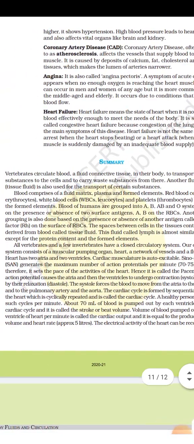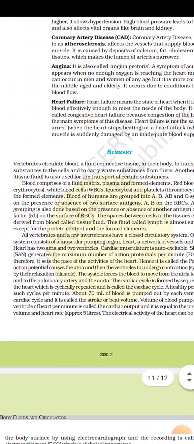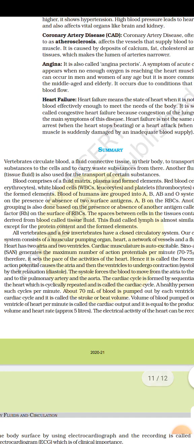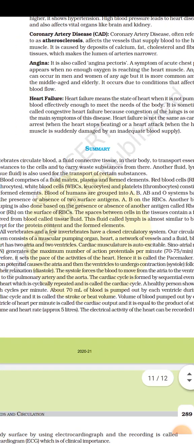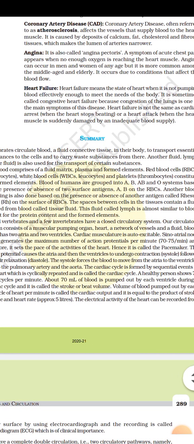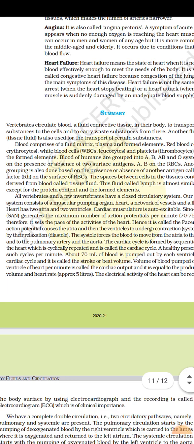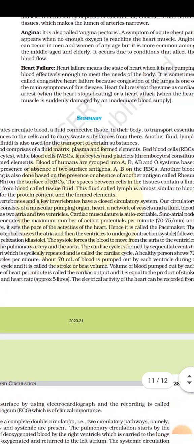Another blood grouping is also done based on the presence or absence of another antigen called rhesus factor, Rh, on the surface of RBCs. The space between cells in the tissue contains a fluid derived from blood called tissue fluid. The fluid called lymph is also almost similar to blood except for the proteins contained in the formed elements. All vertebrates and a few invertebrates have a closed circulatory system.